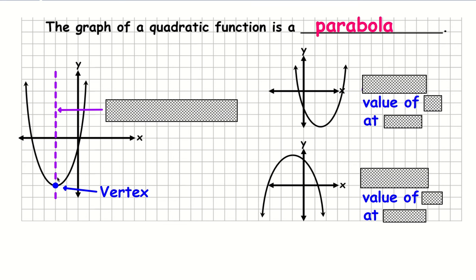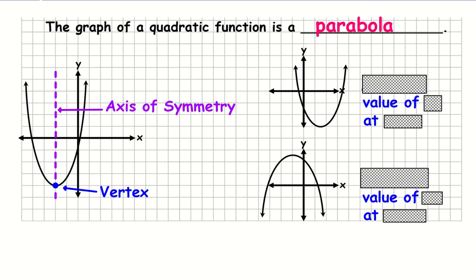One thing is the vertex, the point that's at the absolute bottom of the parabola, or at the absolute top where it actually changes direction, we call the vertex. And this invisible line, with emphasis on the word invisible, because it's not really there. This vertical line right there, this purple line, is not really there in the graph, but it's the line that goes right down the middle of the parabola, and we call this the axis of symmetry.